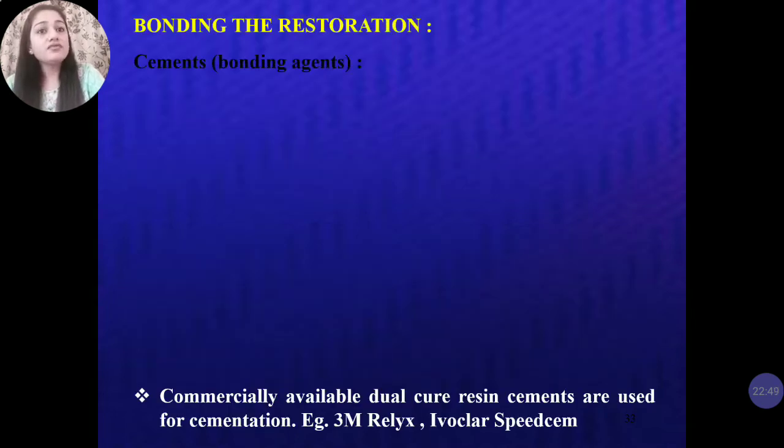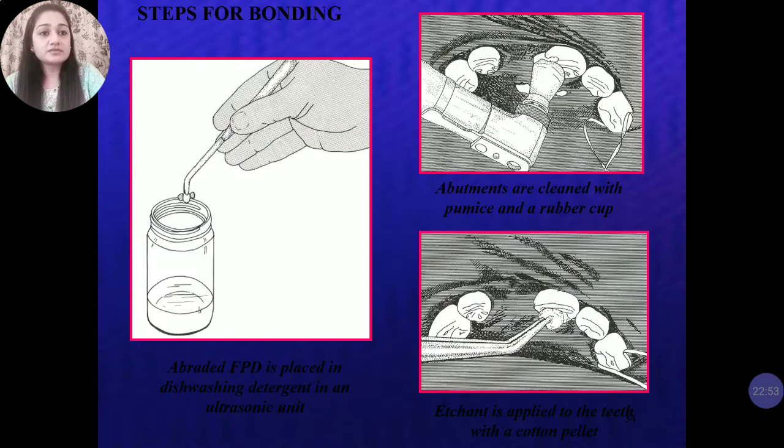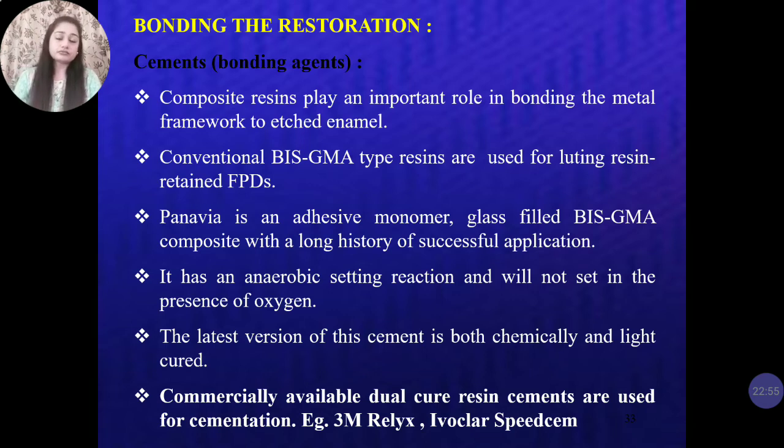So how do we do the bonding for the resin bonded fixed partial dentures? The bonding procedure is one of the most important things when it comes to resin bonded fixed partial dentures. There are many commercially available dual cure resin cements now. In the past, the old version of Panavia was used. Now the recent version of Panavia resin cement is also available.